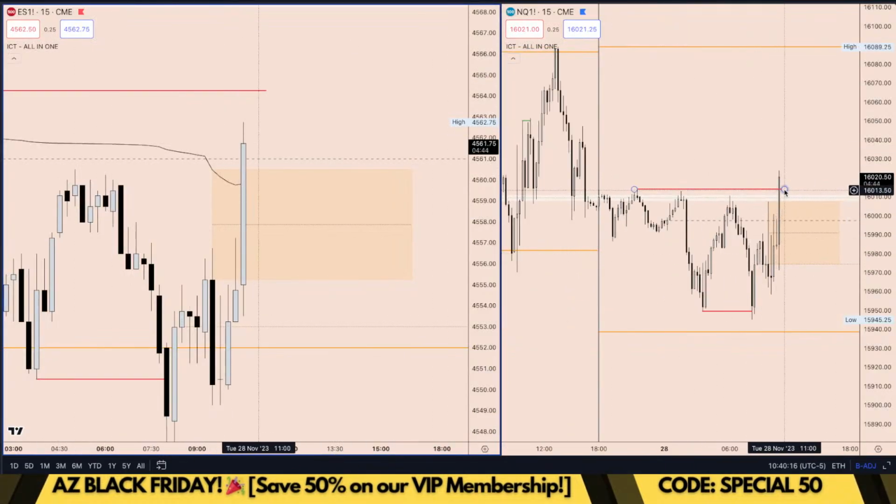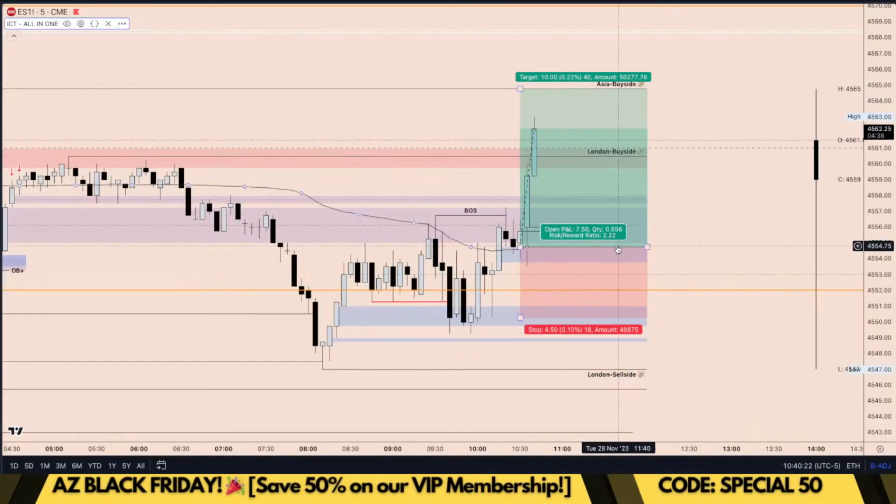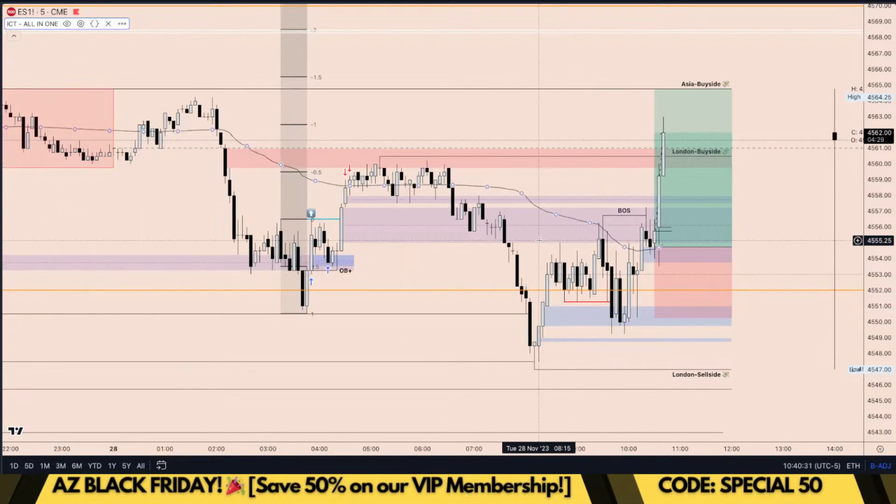Take a look at NQ. NQ is already above Asia buy side. We filled in the entire regular trading hours opening gap. So would have been, I'd grade it as a B, maybe a B plus trade, because it's not coming from the external range.